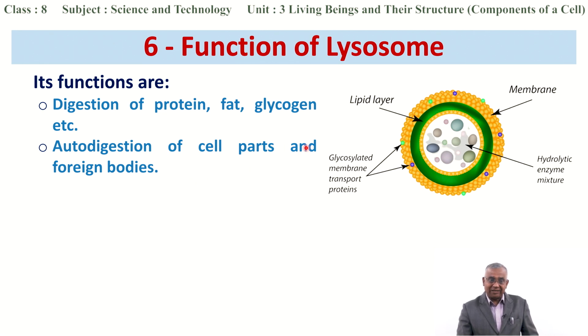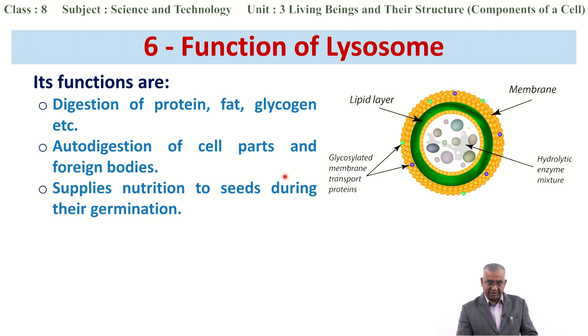Next, autodigestion of cell parts and foreign bodies. Already I have discussed. Foreign substances which enter with some required substances which are supplied to the cell, if they are not required for the cell, they are destroyed by it. And the cell parts which are not required for the body are digested by it. It also supplies nutrition to seeds during their germination. So during germination of seed, its role is more there.